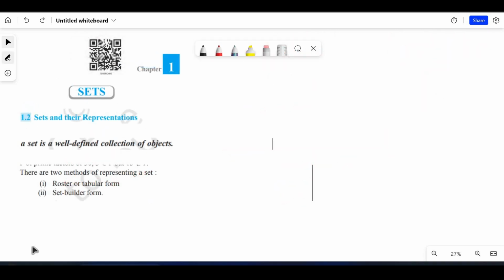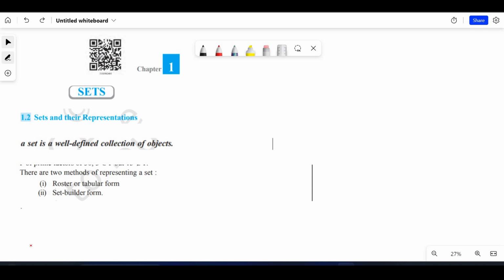Representation of sets. Sets can be represented in two different forms: roster or tabular form, or the set builder form. In roster form, all the elements of the set are listed. All the elements present in that set will be listed, separated by commas and enclosed within brackets.